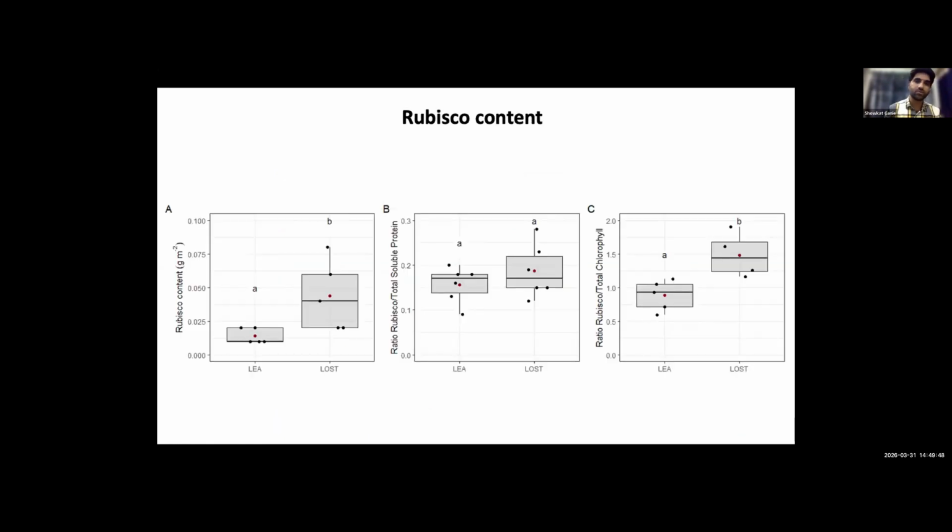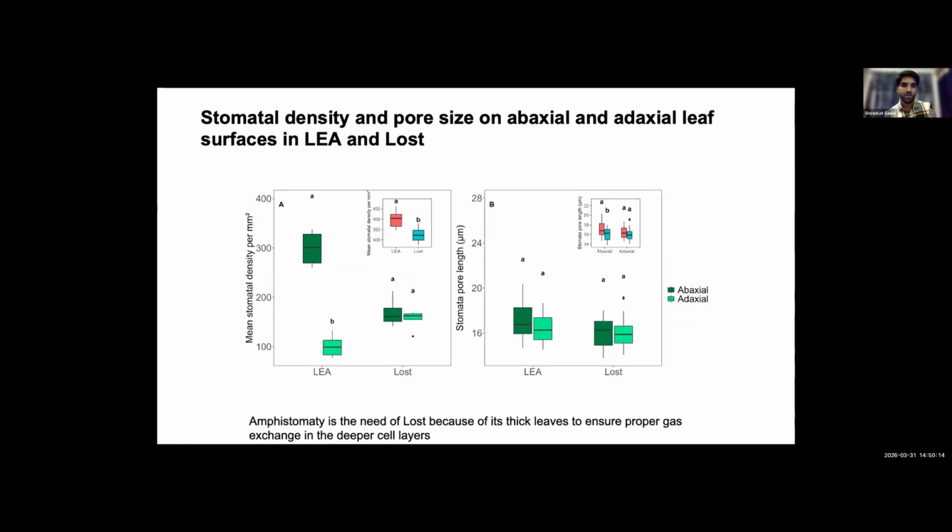Not only the Rubisco activity, but the Rubisco content was also higher in the wild species. Also, the ratio of Rubisco to total soluble proteins and the ratio of Rubisco to total chlorophyll content were higher in the wild species. All these results complement the high carbon assimilation in the wild species.